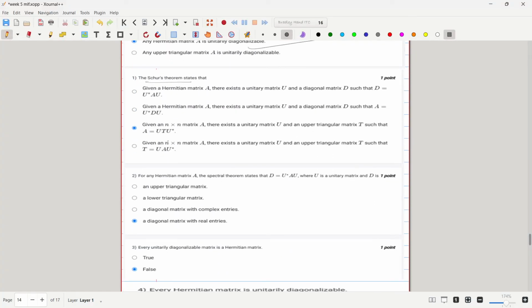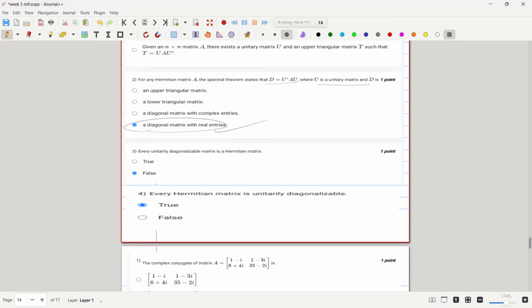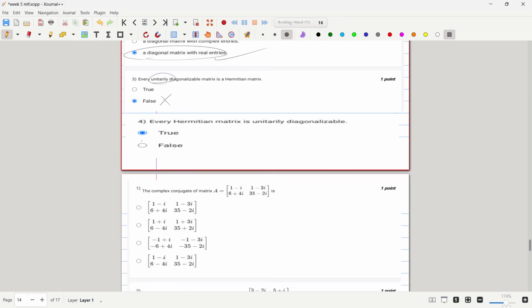Schur's theorem, what is Schur's theorem? A equals U T U conjugate transpose. Given a square matrix, there exists a unitary matrix U and an upper triangular matrix T such that A is equal to U T U conjugate transpose. For any Hermitian matrix A, the spectral theorem states that D is equal to this, where U is a unitary matrix and D is the diagonal matrix of real entries. Every unitarily diagonalizable matrix is a Hermitian matrix? Every unitary matrix is not a Hermitian matrix, but every Hermitian matrix is a unitarily diagonalizable matrix. Every Hermitian matrix is unitarily diagonalizable? True.